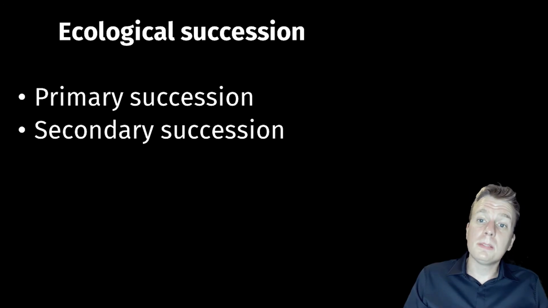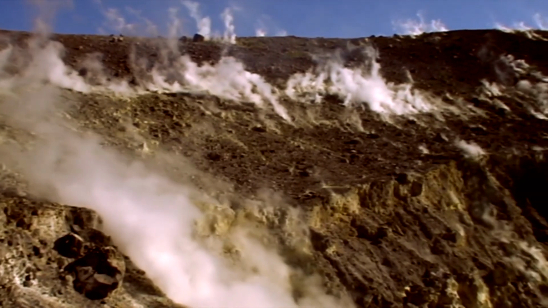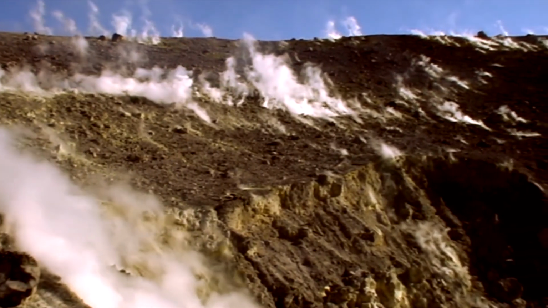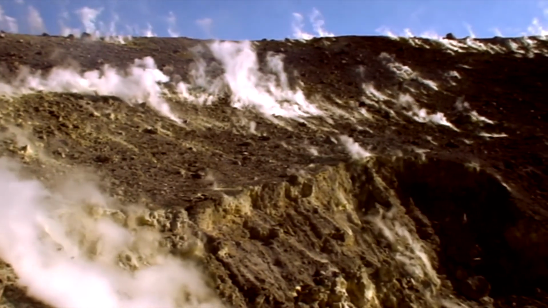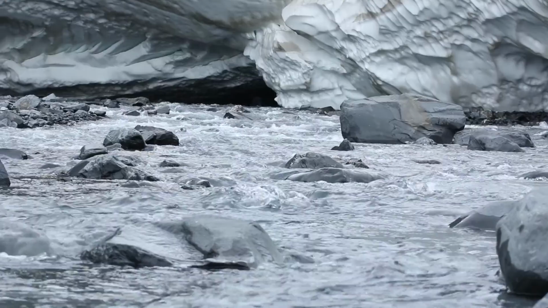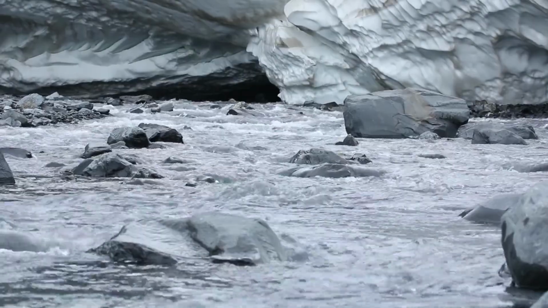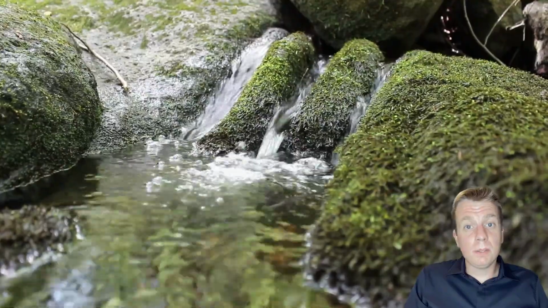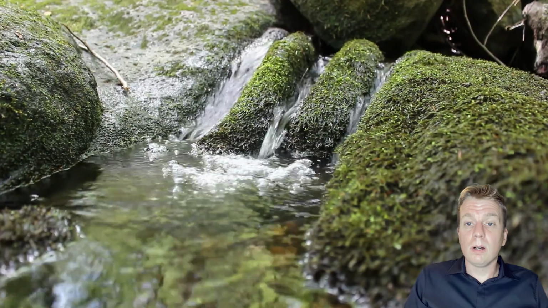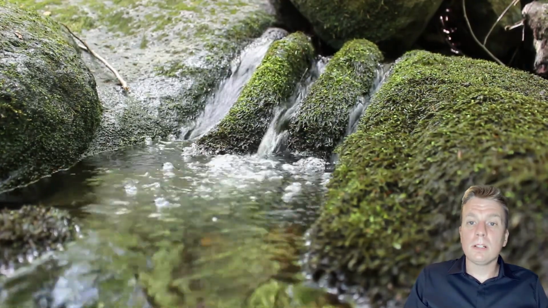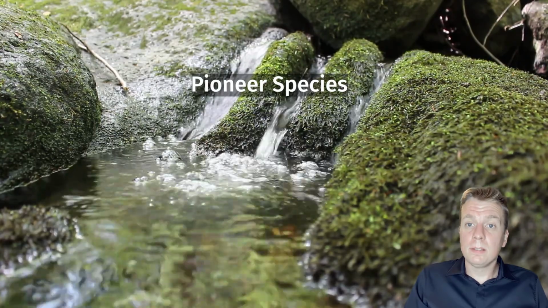There are two types of succession: primary succession and secondary succession. Primary succession starts in an environment that has never been inhabited before. These areas include newly formed volcanic islands and areas recently covered by glacial ice. Once this area is uncovered, hardy, quickly reproducing species like lichen are the first to colonize this new environment. These species are called pioneer species.